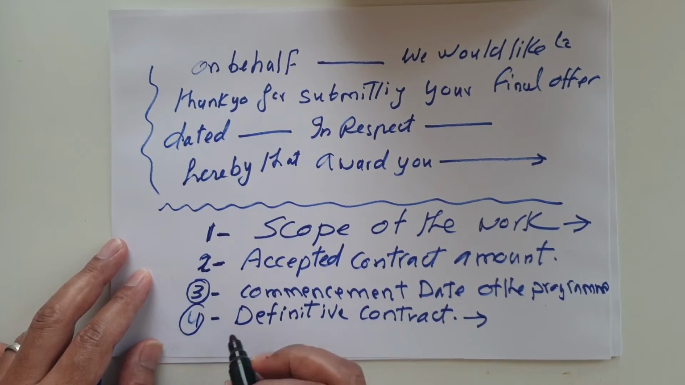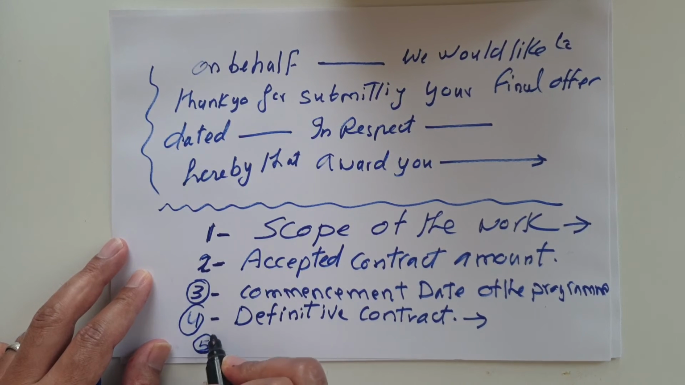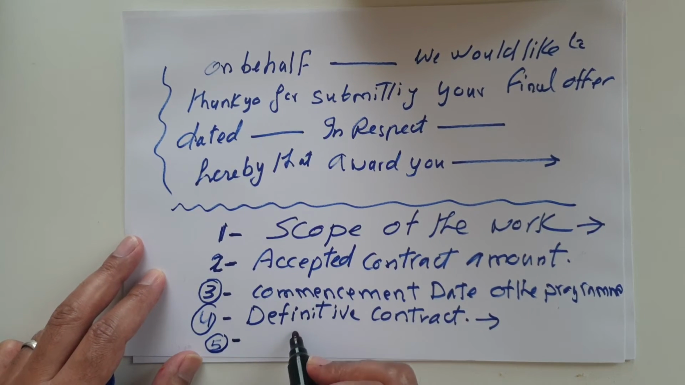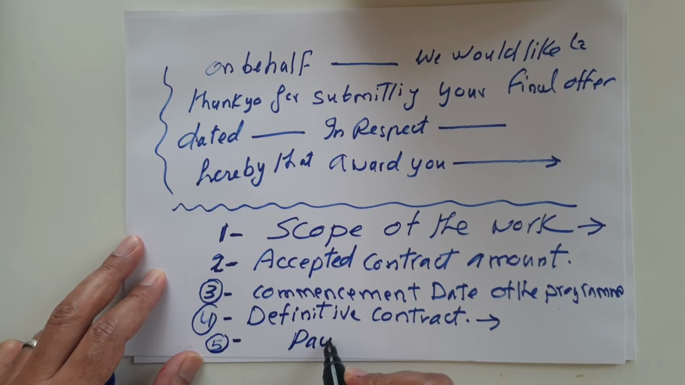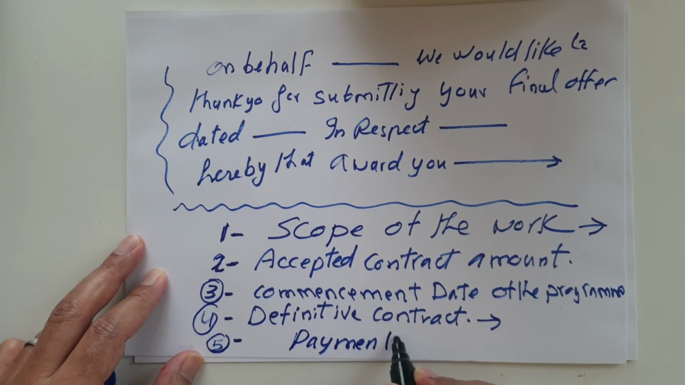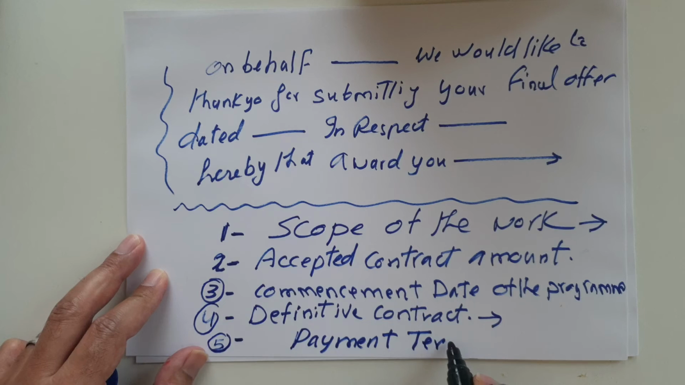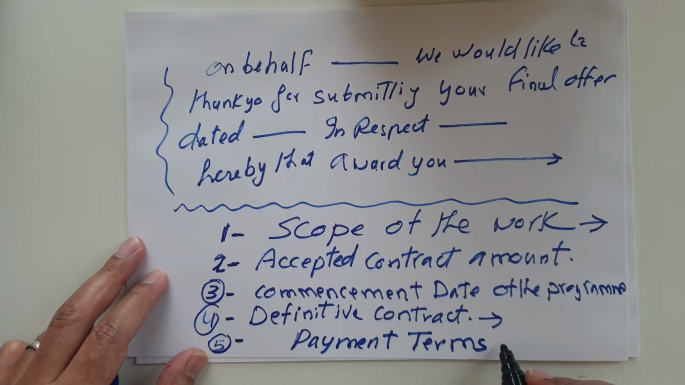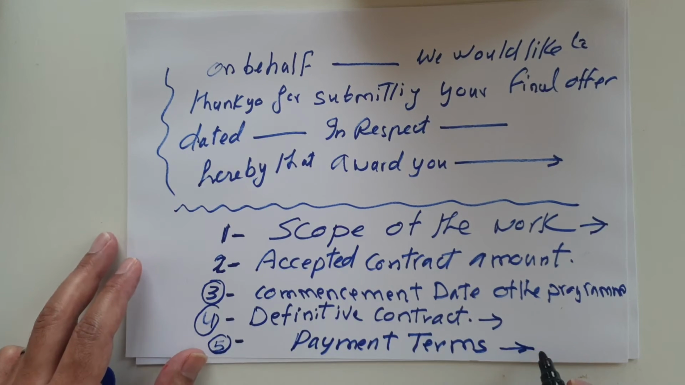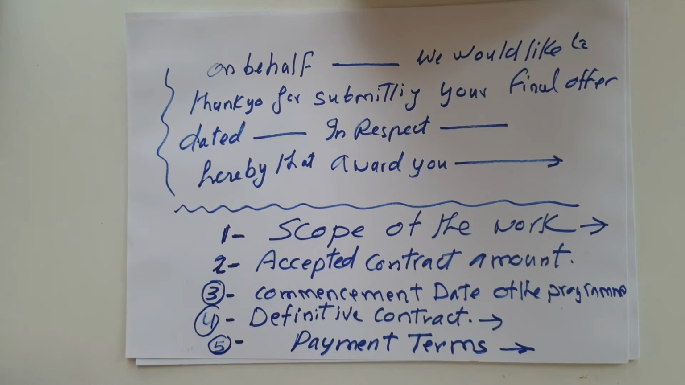This is number 4. For number 5, it should be payment terms. And in this one, it will include the payment terms for this project. So number 5 is payment terms.